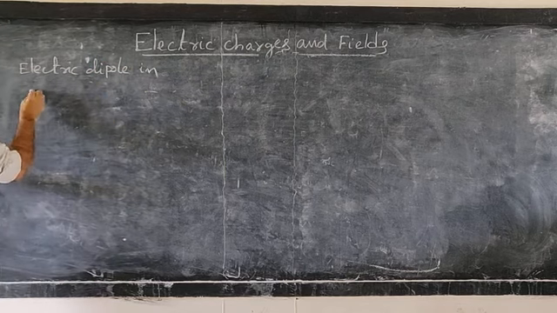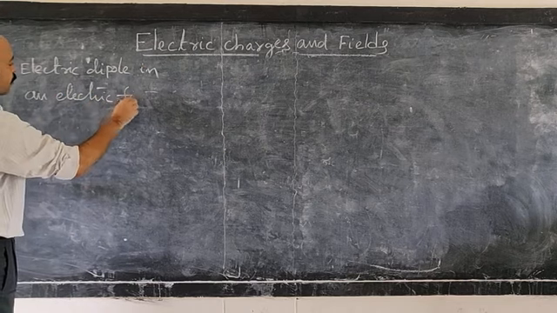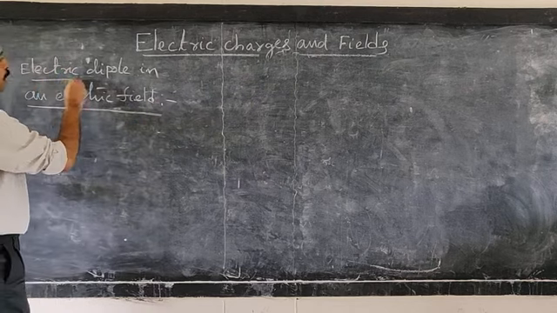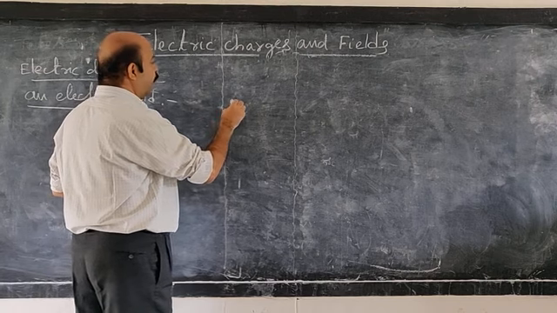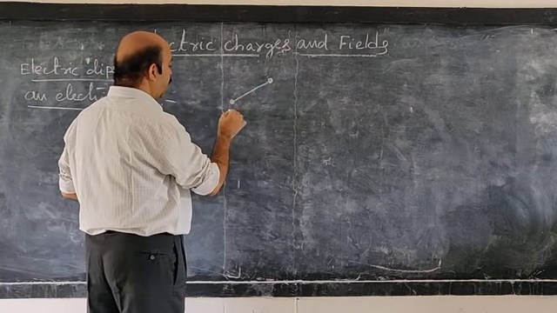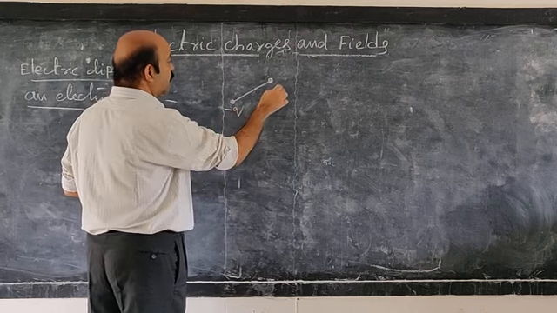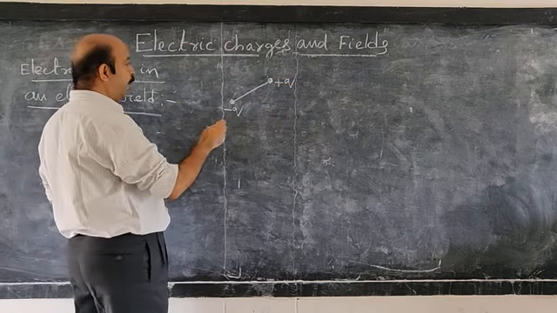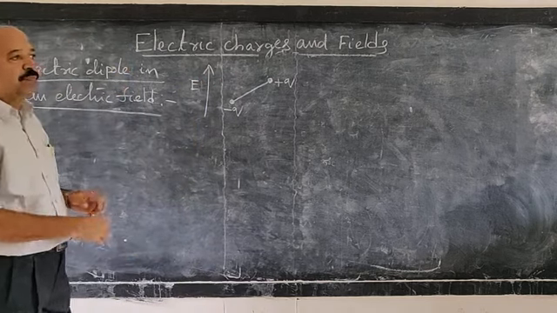In an electric field. So, let us consider a dipole kept in a uniform electric field at an angle. Let us suppose this is minus q, this is plus q, this is a dipole. The separation is 2a. Suppose this is the direction of the electric field.